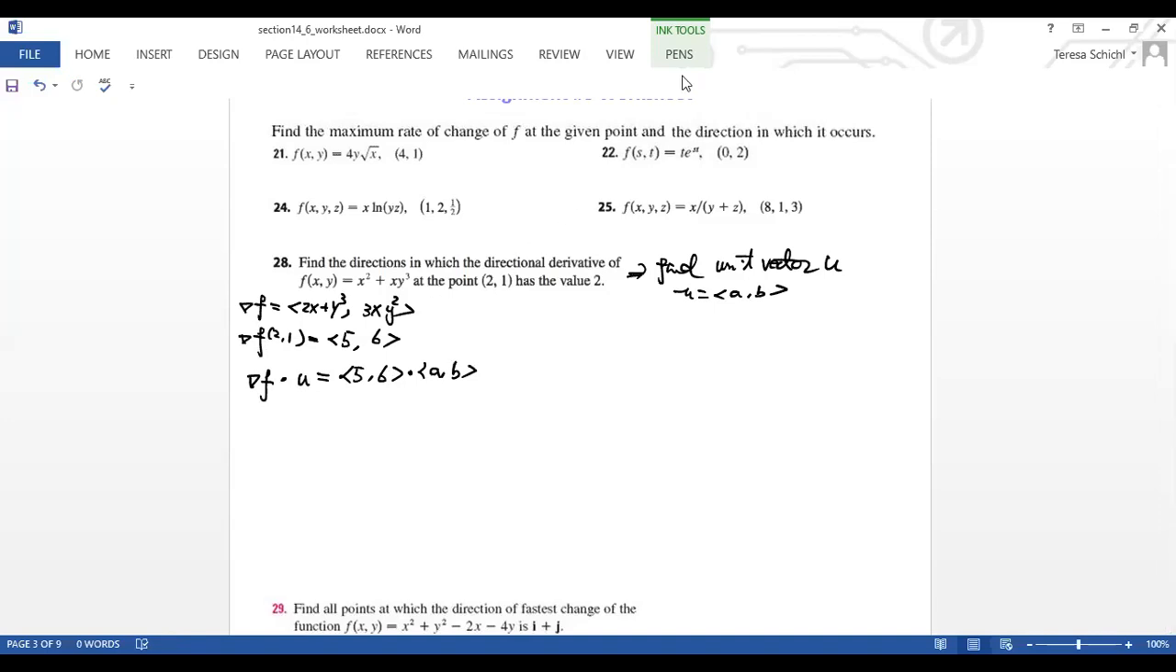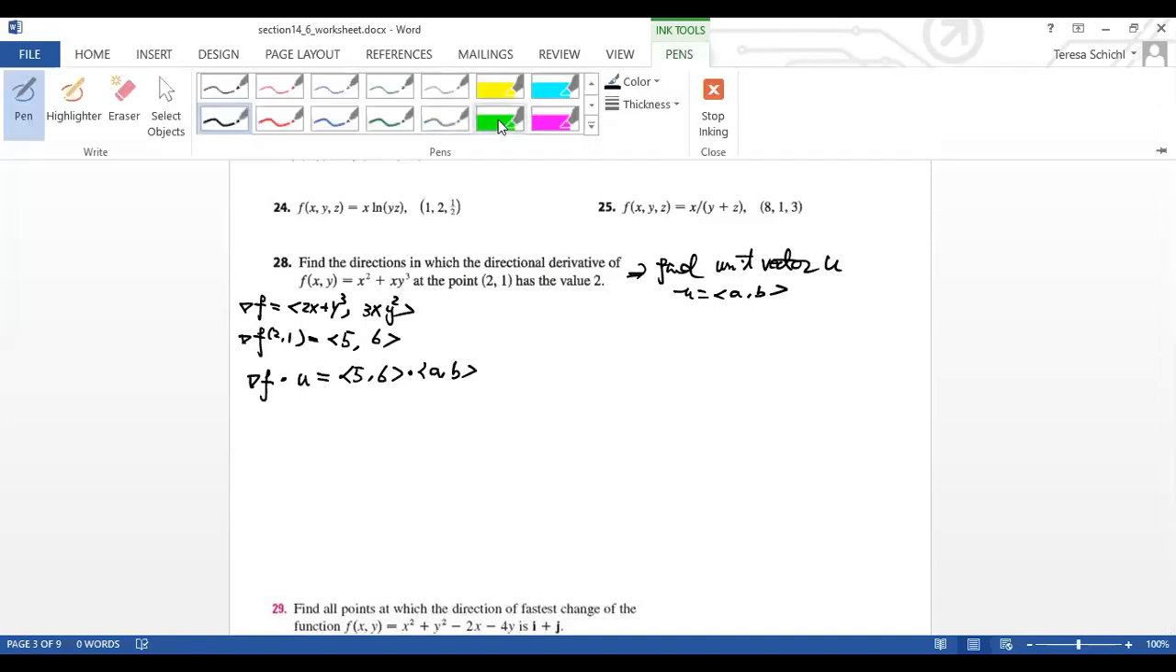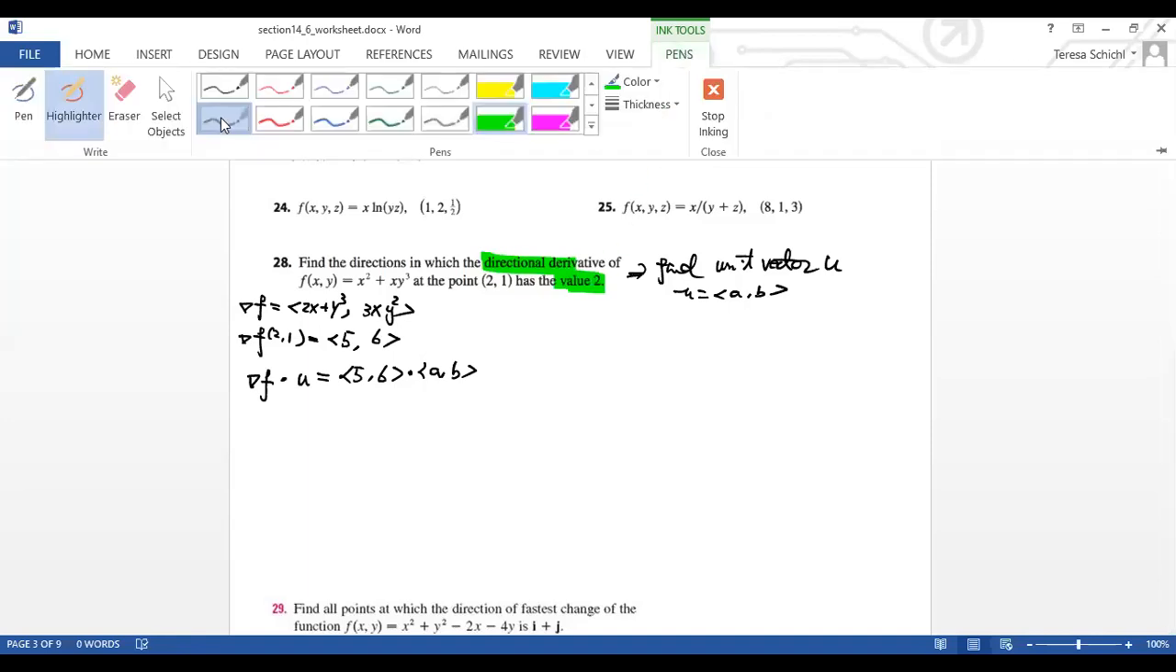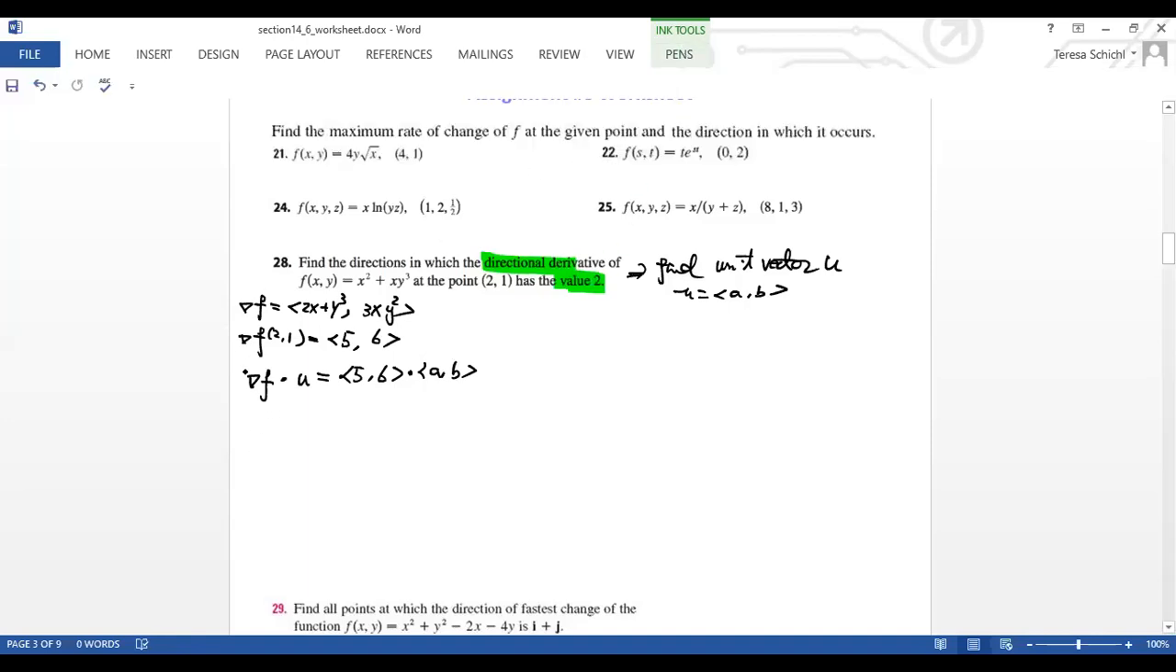And I said the directional derivative has to have a value equal to 2. So that means 5a plus 6b has to equal 2, correct? So now I have an equation: 5a plus 6b equals 2. So I want to find this unit vector, so I need to solve a system of equations. I need one more equation.